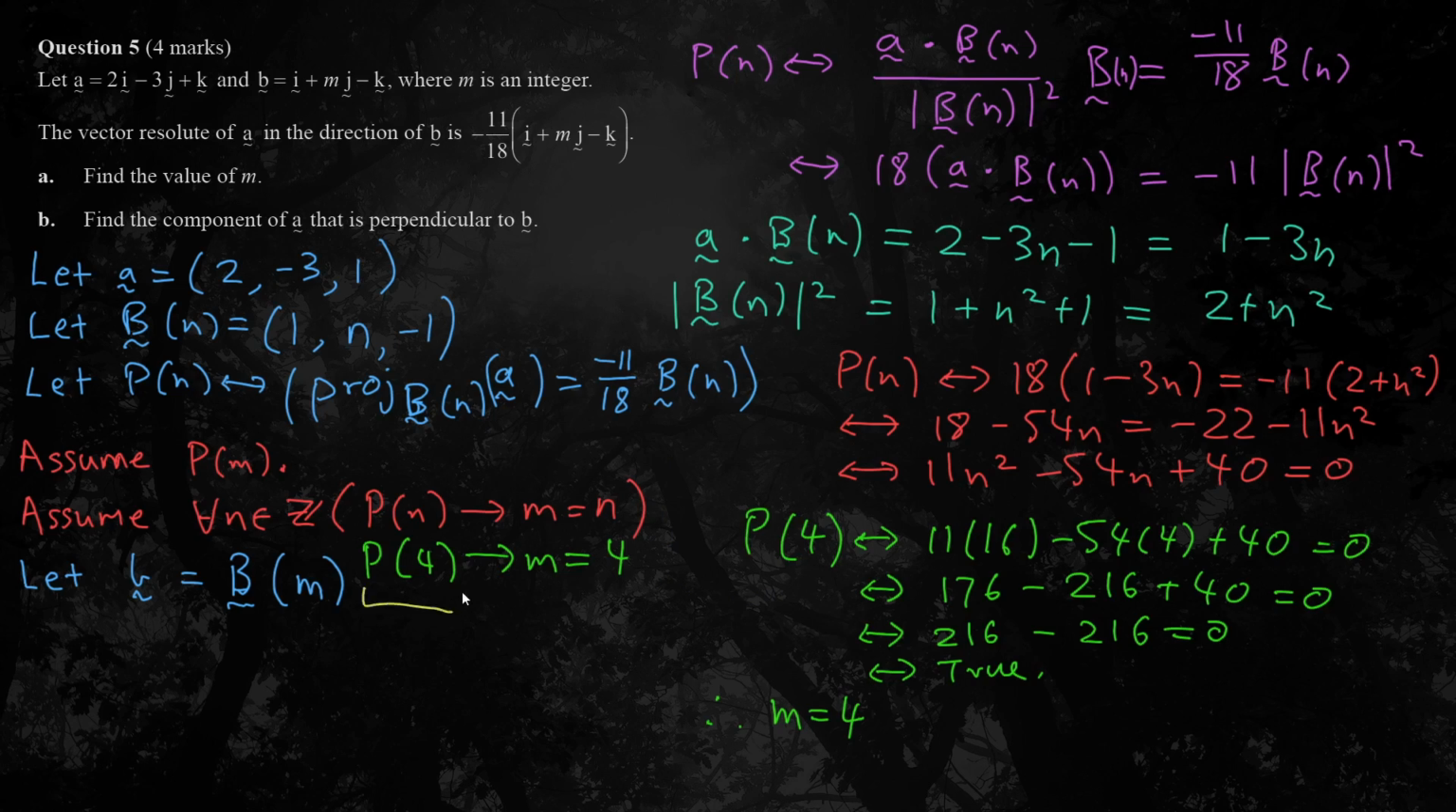And so we've got this P of 4 implies m equals 4 here, but remember, we just showed P of 4. So we've done that, we've shown it's true, right? So we've shown the premise in our implication, and therefore we get to conclude the conclusion.